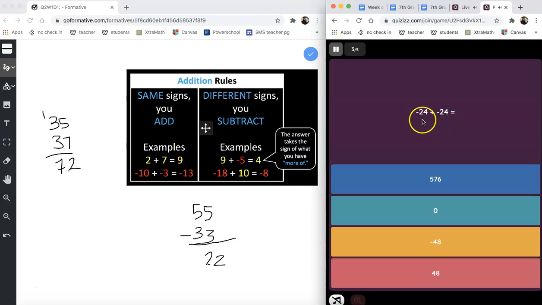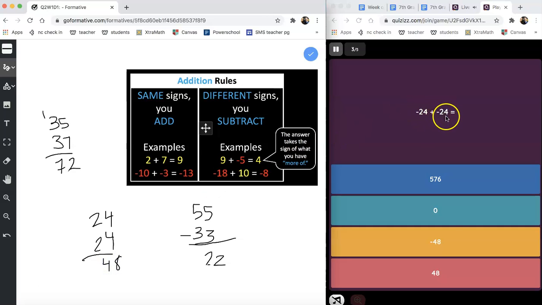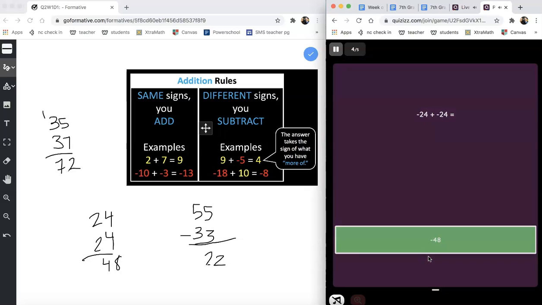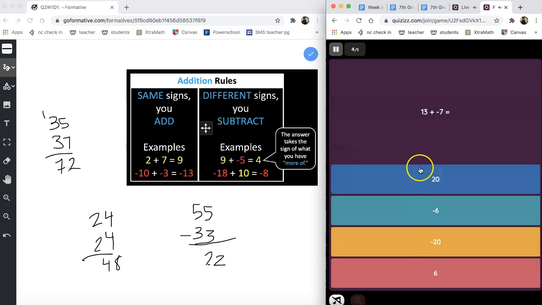The third example, negative 24 plus negative 24. Signs are the same, you add. So I add 24 and 24, and I get 48. And negative 24 plus a negative 24 gives me a negative 48. I have 48 negatives, or 48 red chips, if you're thinking of the integer chips.